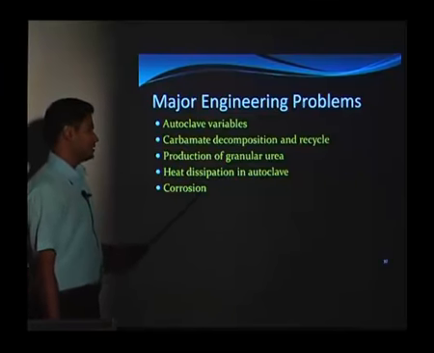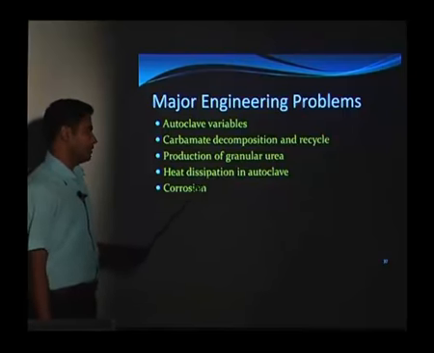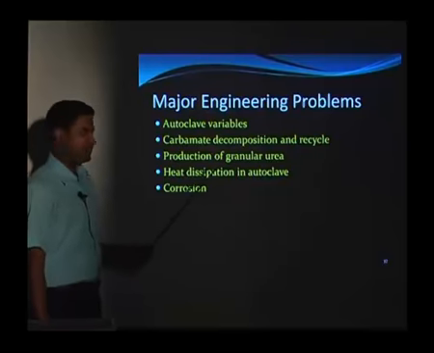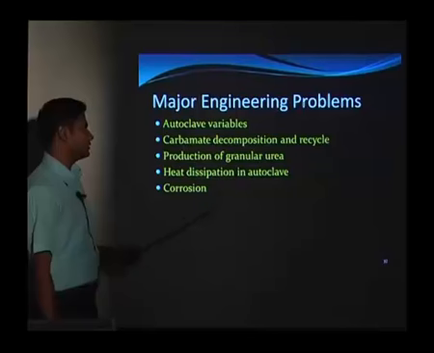Corrosion is high because we are feeding the reactor at very high pressure. Ammonia and other gases are highly corrosive. So we have to look for the material of construction, and that will lead to high cost. Generally stainless steel is used to avoid the corrosion problems, but that will lead to a high cost of the overall process.